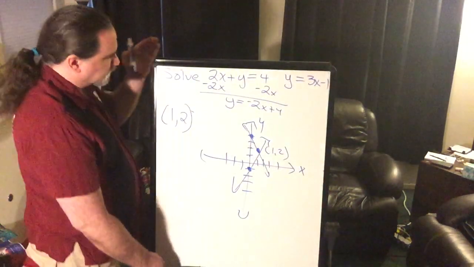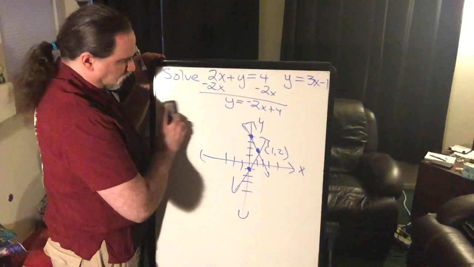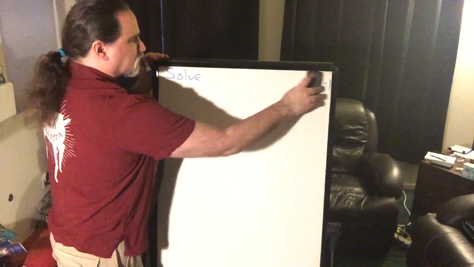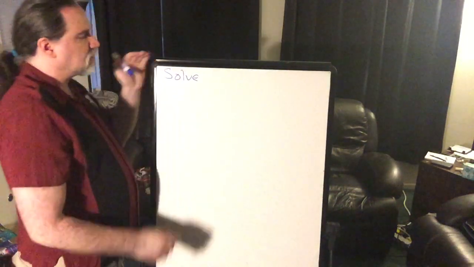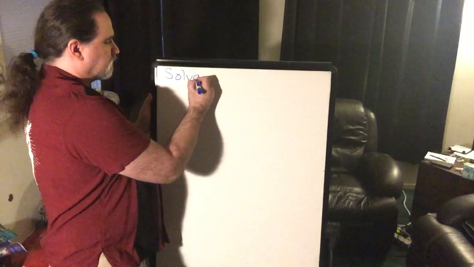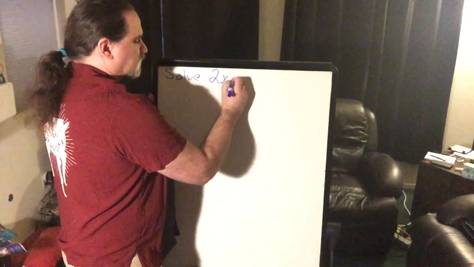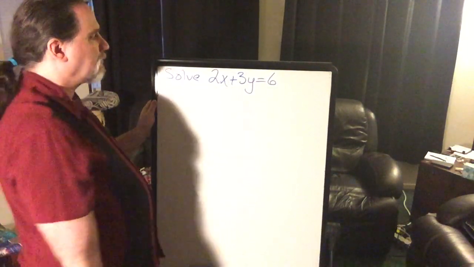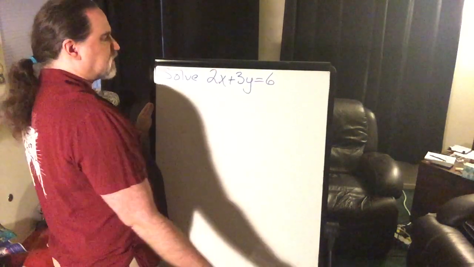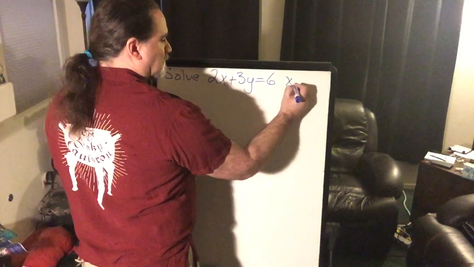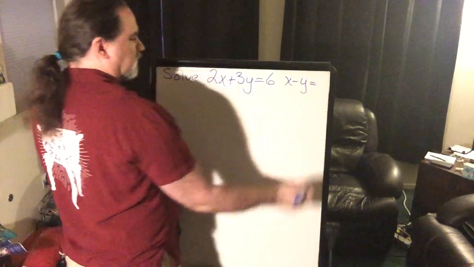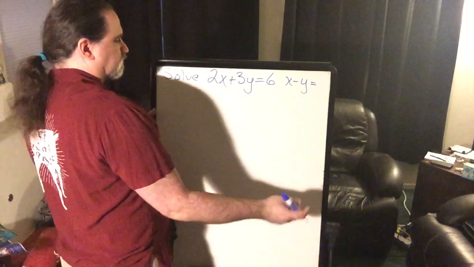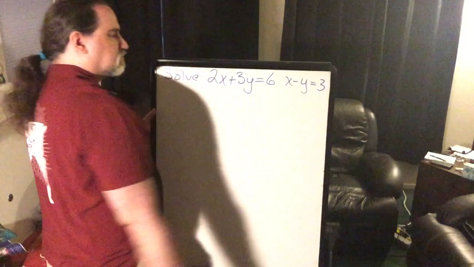All right. So let's look at one more system. And now we're not even going to worry about the graph. We're simply going to solve one more system. So, okay, let's go 2x plus 3y equals 6, and let's make this a little more challenging for myself. Let's go x minus y equals, so let's see, let's say 3.